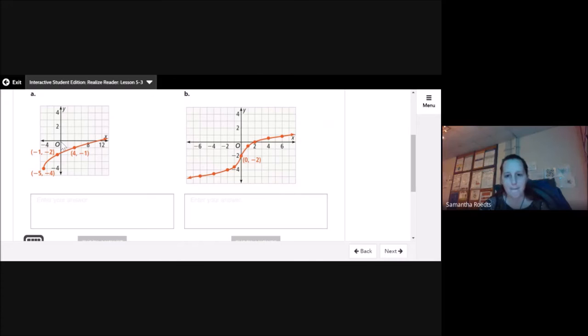Okay. And it doesn't appear to have any vertical stretches. So I have g of x equals the square root of x plus 4, minus 5. So remember, I moved 4 to the left, 5 down.